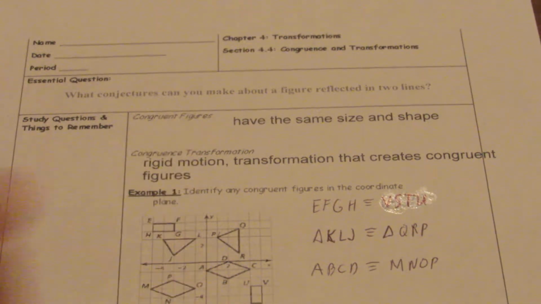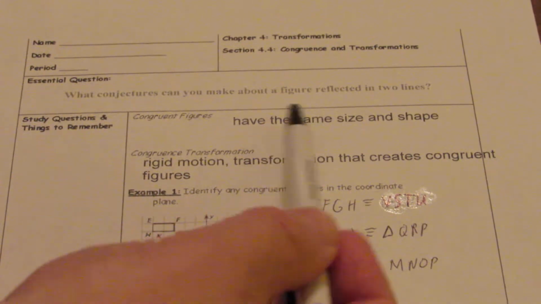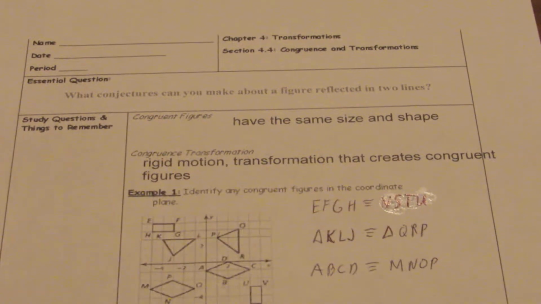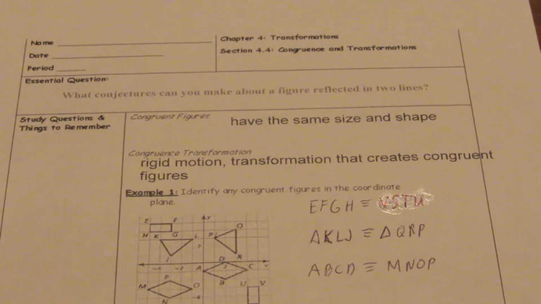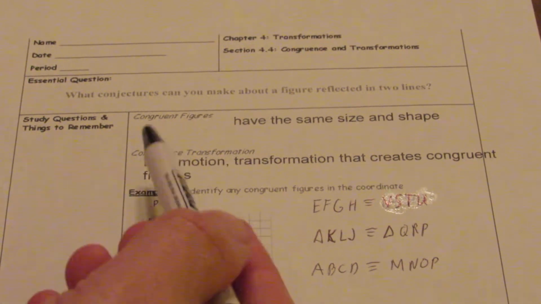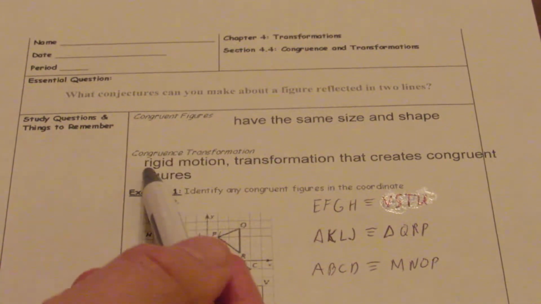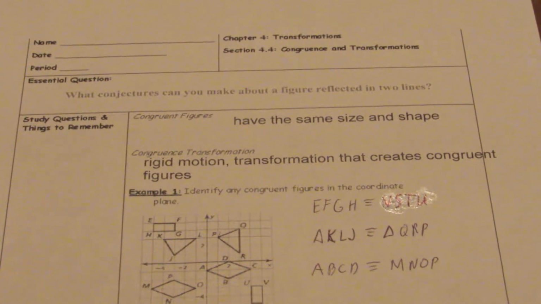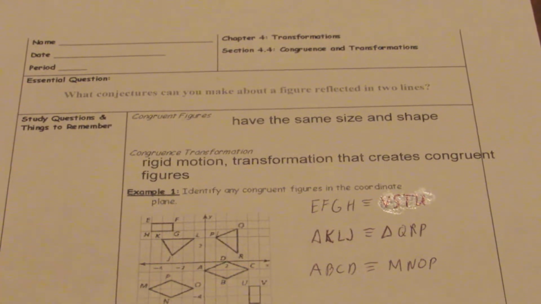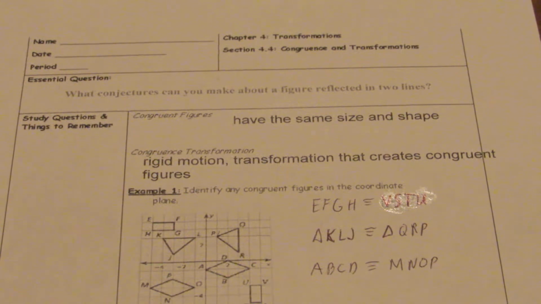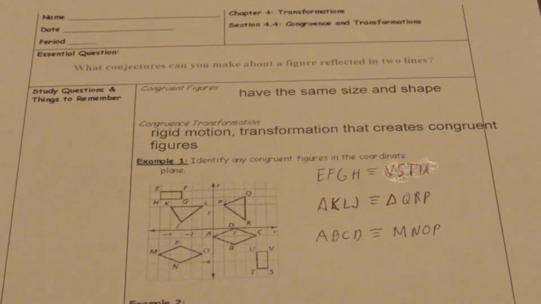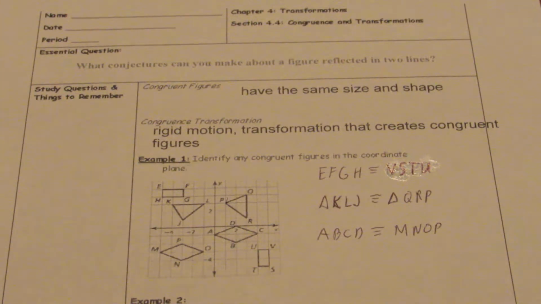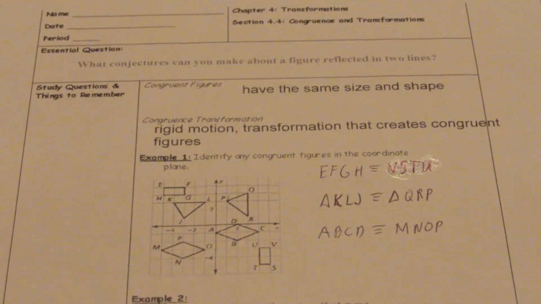First definition, congruent figures. Congruent figures have the same size and shape. So your side lengths, your angles, everything is going to be the same size. A congruence transformation, also known as a rigid motion, is a transformation that creates congruent figures. So example 1 asks us to identify any congruent figures in the coordinate plane.